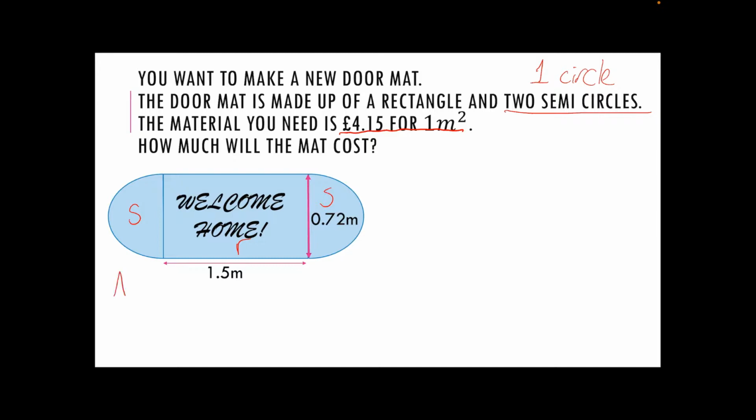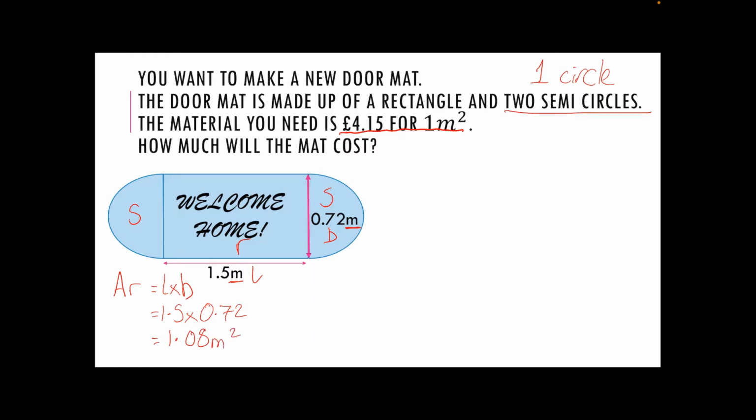So I'm just going to start with my area of a rectangle because that's my easiest formula. It's just L times B. So my length is my 1.5 and my breadth is 0.72. Remember, it's important to make sure that your units are all matching before we get started. So plugging that into my calculator then, 1.5 times by 0.72 is going to give me 1.08 metres squared.